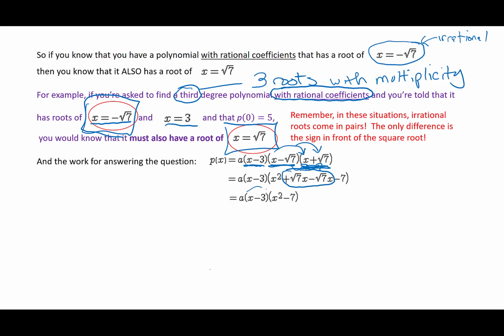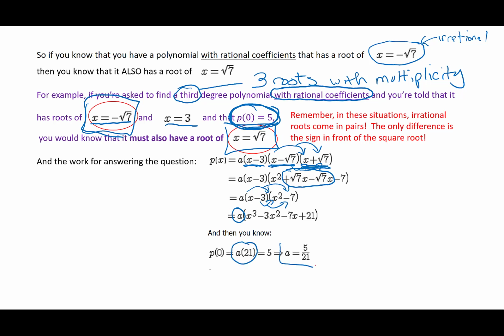And then I'm going to distribute again, FOIL again. And there's my function. The only thing I've got going on here is this a. And that a in front, the leading coefficient, we're going to figure it out with the fact that p of 0 is 5. So when you plug in 0, you end up with just 21 times a, which means a is 5 over 21, and you've got your answer. So that's how we attack these types of problems.